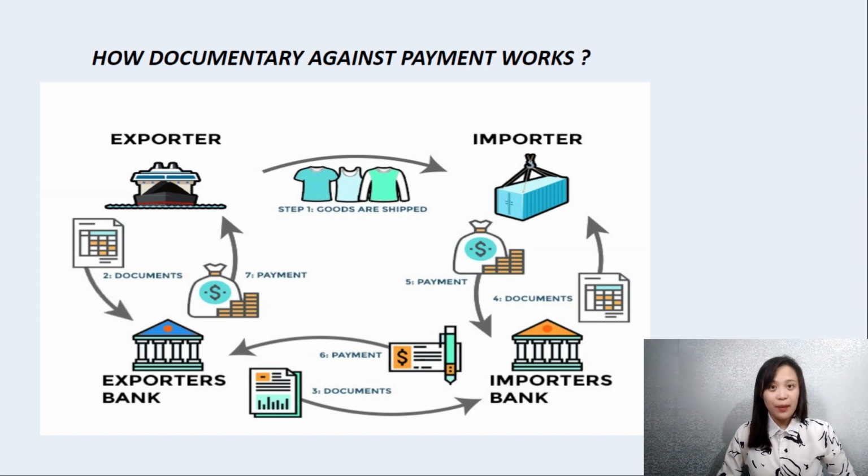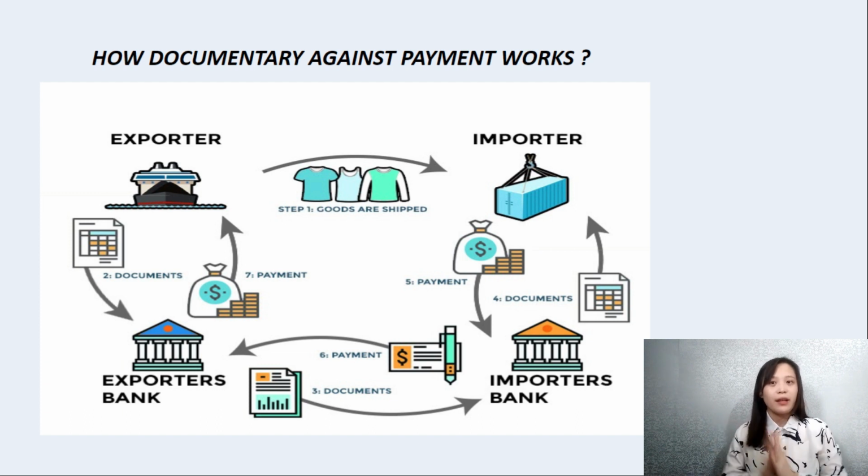This figure shows how the DP works. I will simply explain the process. Once the contract between the exporter and the importer is signed, the exporter will ship out the goods to the importer. After shipping the goods, the exporter will also submit a draft and the relevant shipping documents to his bank, known as the remitting bank.